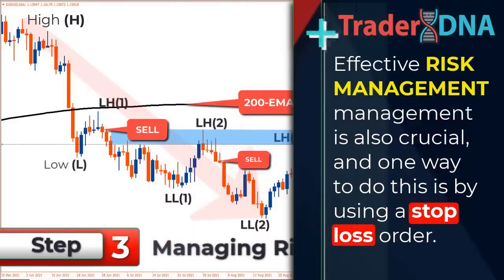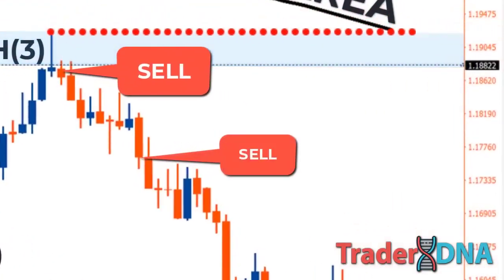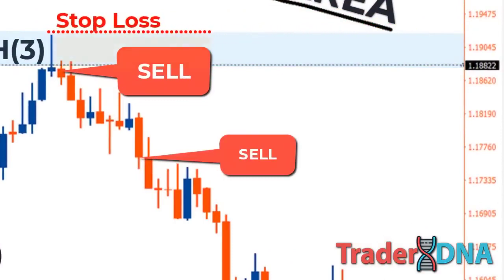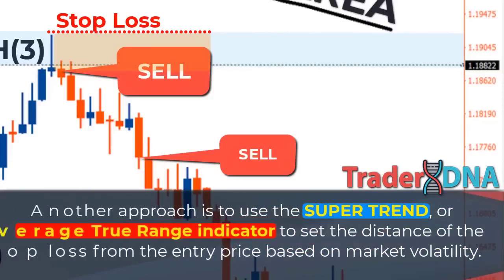There are various methods to determine where to place a stop-loss order, such as putting it just above a recent swing high for a short trade, or just below a recent swing low for a long trade. Another approach is to use the super trend or average true range indicator to set the distance of the stop loss from the entry price based on market volatility.